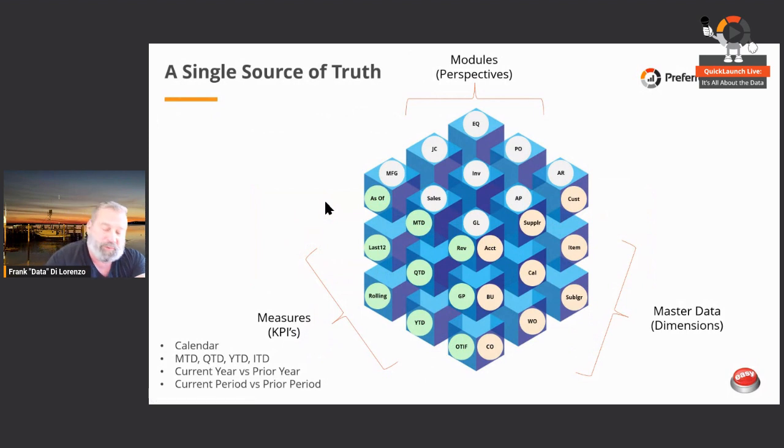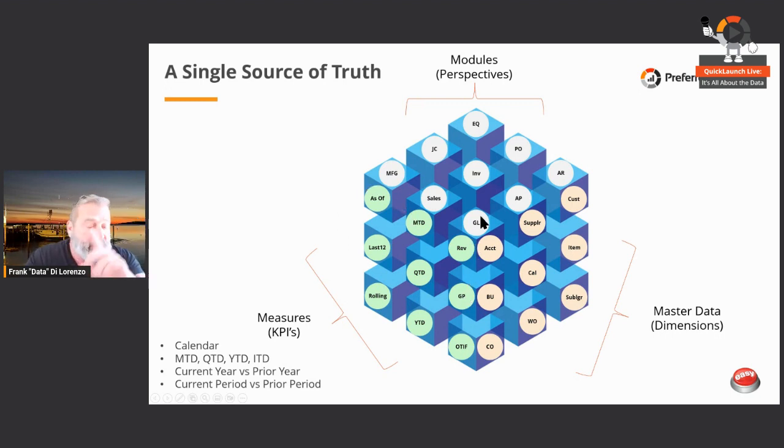Single source of truth. This is busy, but I'm going to try and use this visual to get across my point, and that is having everything in one data model. Let's break it down for a moment. Just let me consume this with you. Here are the modules. So I mentioned job cost, AP, AR, other modules as well. So now all the modules, i.e., perspectives, are in the one cube. Now, measures are what I want to report upon, like KPIs, year to date, quarter to date, gross profit. So all my measures contained in the same model.